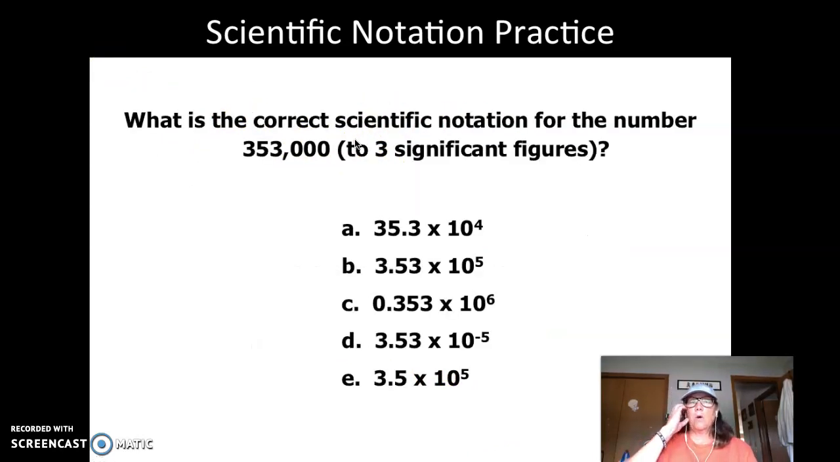Okay, so in this one, what is the correct scientific notation for the number 353,000? Okay, we go 1, 2, 3, 4, 5, right there. So it'd be 3.53 times 10 to the 5th. And I got it right. Yeah. Okay.